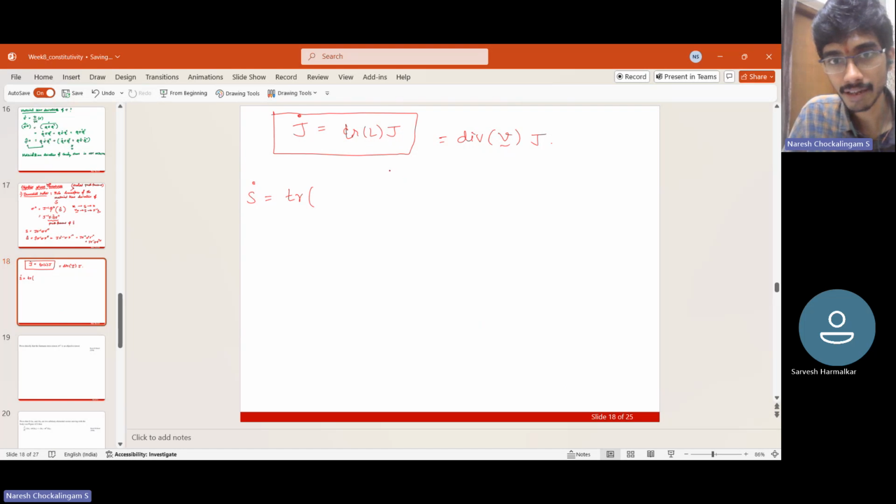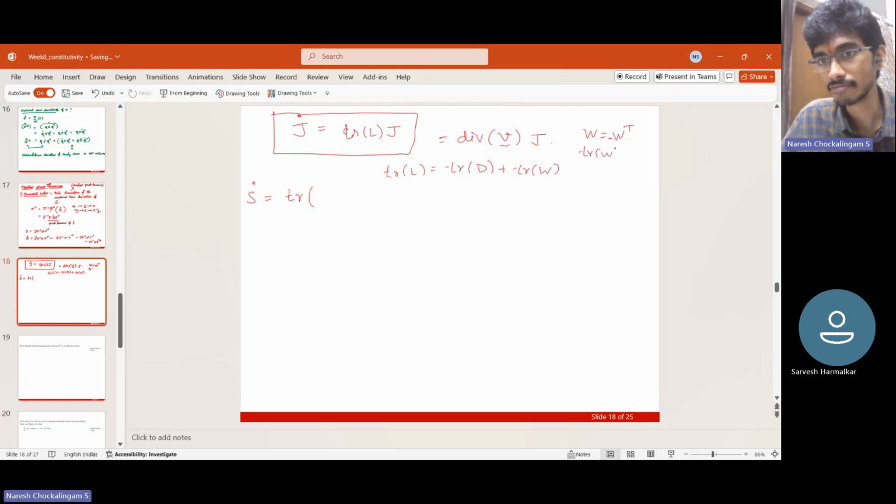So what is the trace of L? L has a symmetric part and an anti-symmetric part: the rate of deformation tensor and the spin tensor. But the spin tensor is anti-symmetric. Therefore, it has trace 0. The trace of W and the trace of W transpose have to be the same, but if you take the trace on both sides, you get a minus. Which means the trace of a skew-symmetric tensor is 0. So the trace of L is nothing but the trace of D.